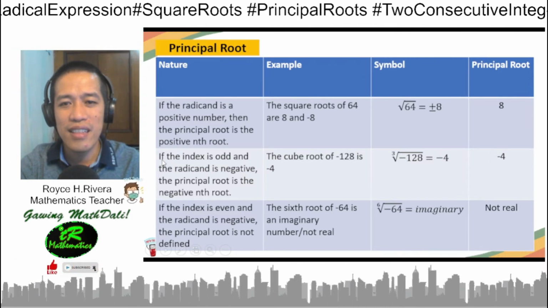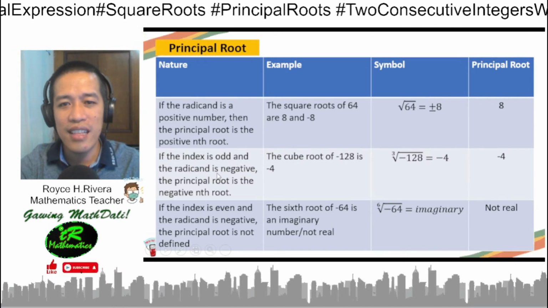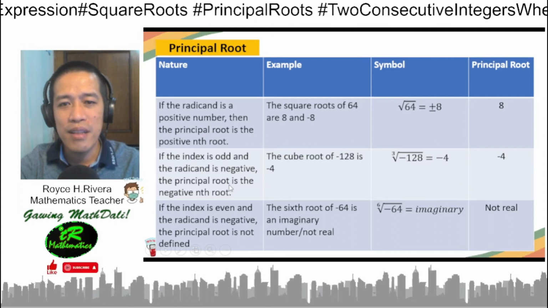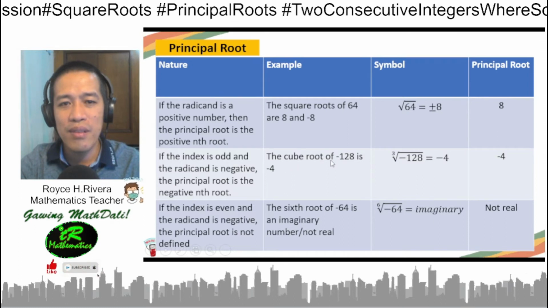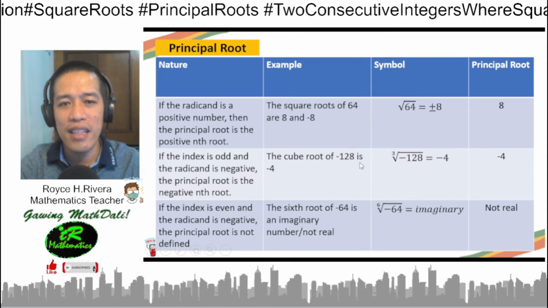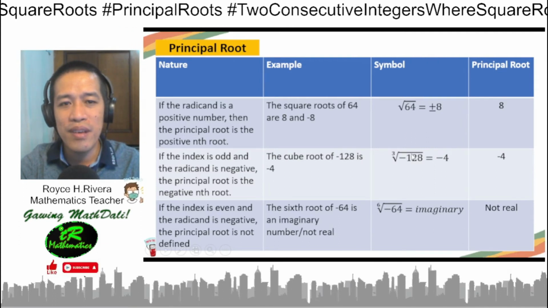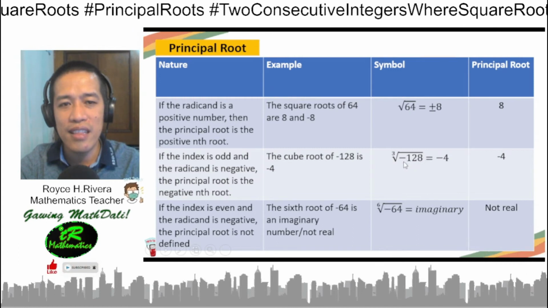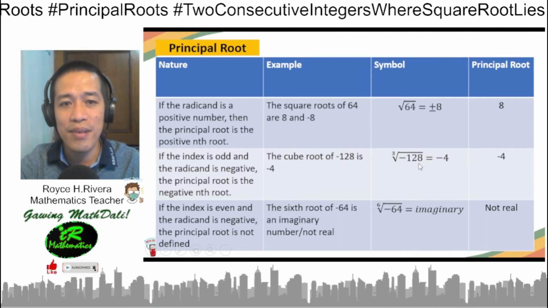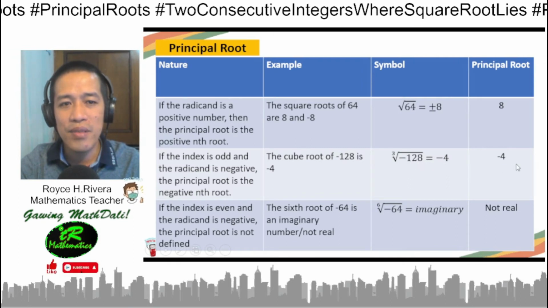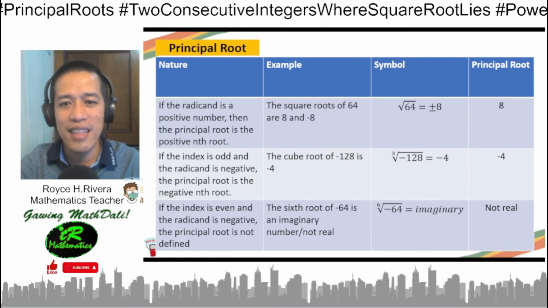The second one, if the index is odd and the radicand is negative, the principal root is the negative nth root. Example, the cube root of -128 is -4. In symbol, the cube root of -128. The index is odd, the radicand is a negative number. So the principal root is -4. We will get the negative nth root.